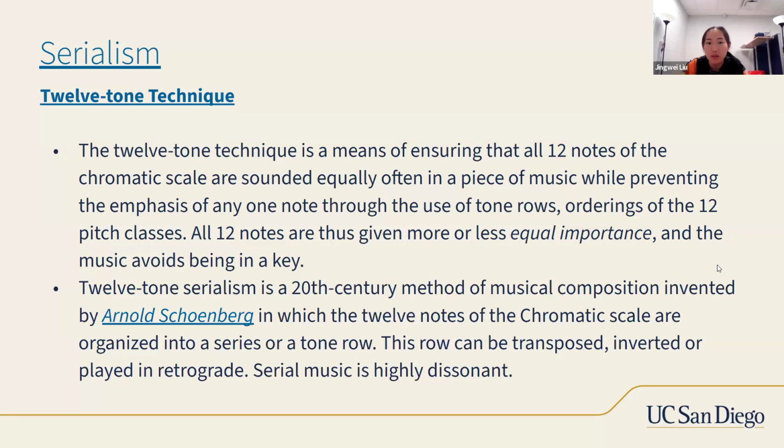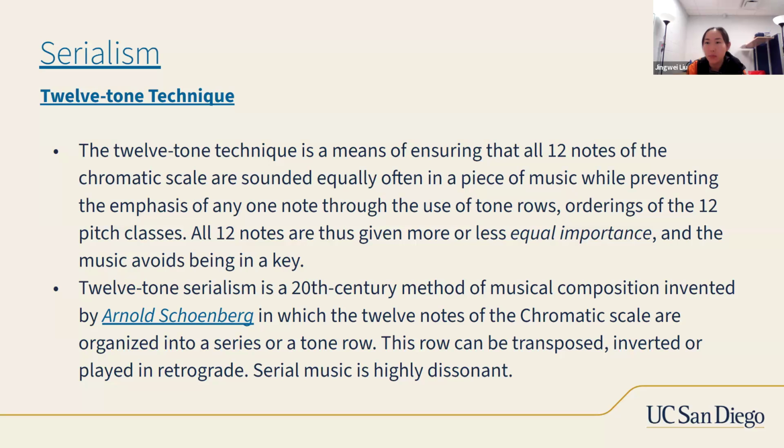12-tone serialism is a 20th century method of musical composition invented by Arnold Schoenberg, in which the 12 notes of the chromatic scale are organized into a series or a tone roll. This roll can be transposed, inverted, or played in retrograde. Serial music is highly dissonant.